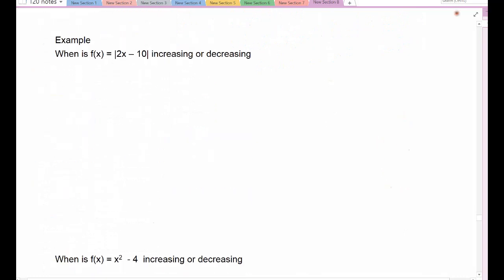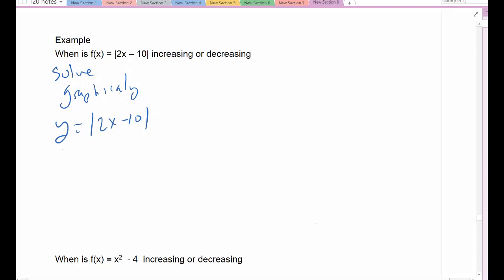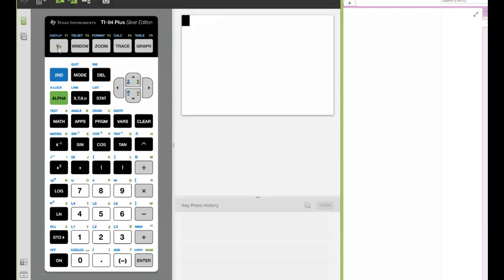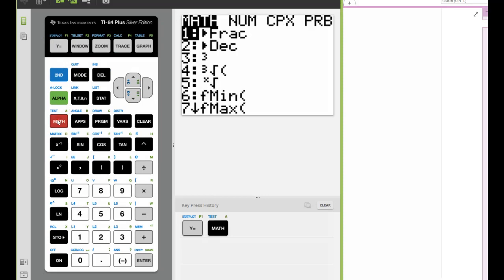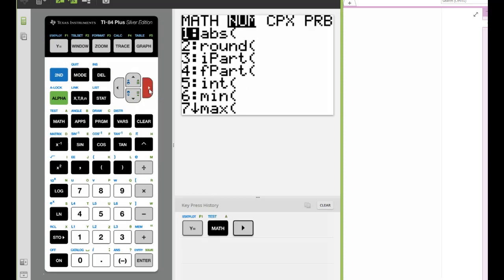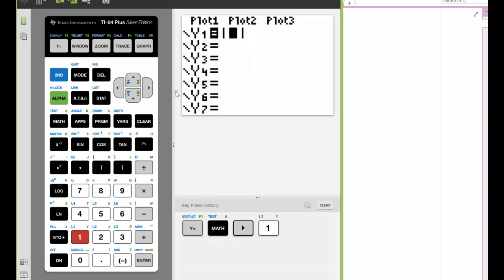Alright, so we're going to look at a few more examples, and we're going to do these graphically. There's a few ways you can graph it, so I'm going to figure out increase and decrease, and we're going to solve graphically. So I'm going to go to my calculator and type in my absolute value. I'm popping up my calculator here. So remember to graph, we hit y equal. Remember, absolute value is under math, over to number, and it's the very first one, ABS. So I select 1. And then we type in our function.